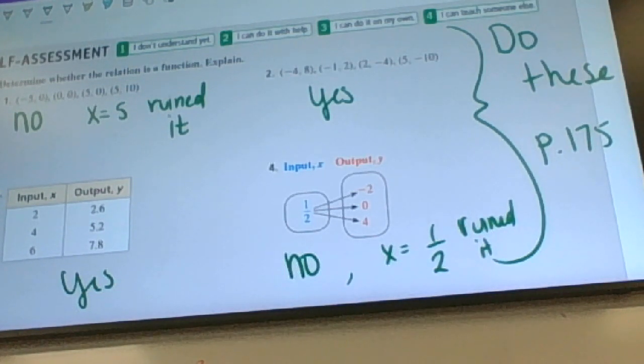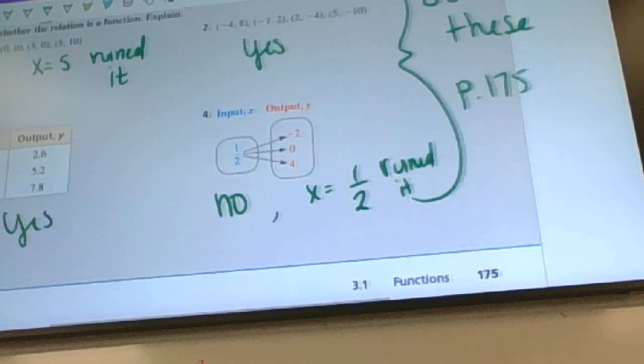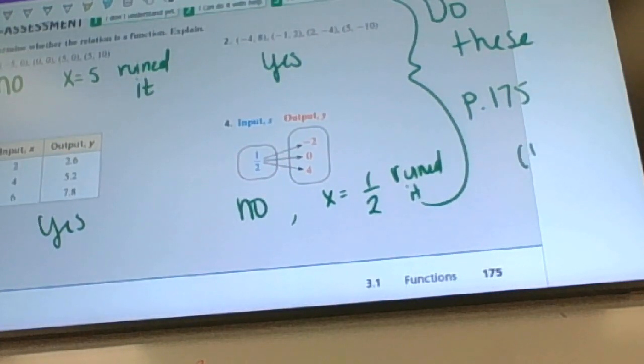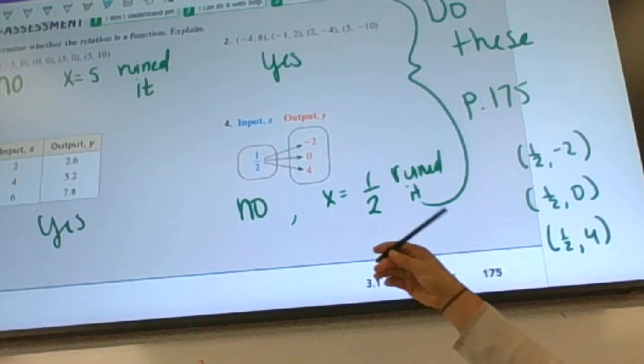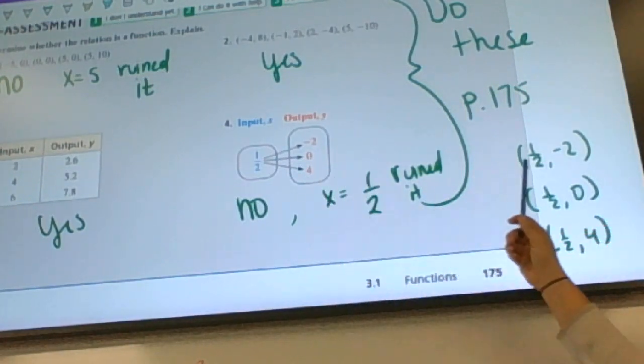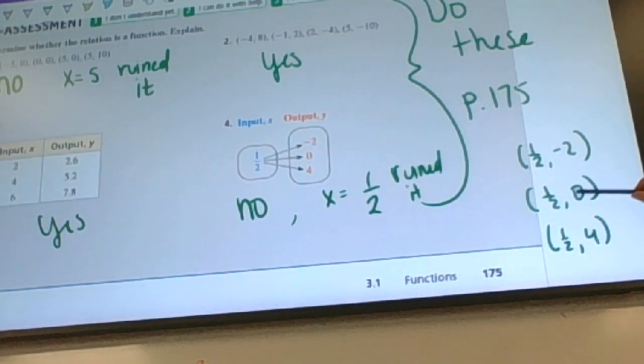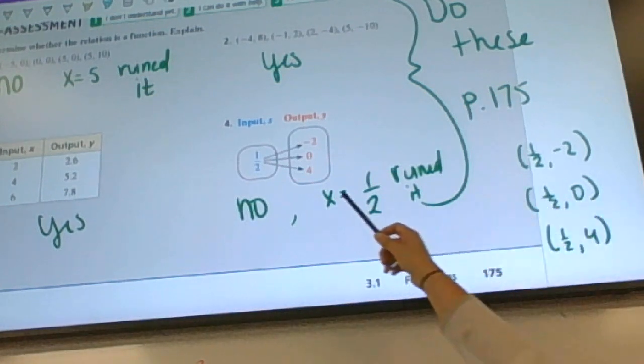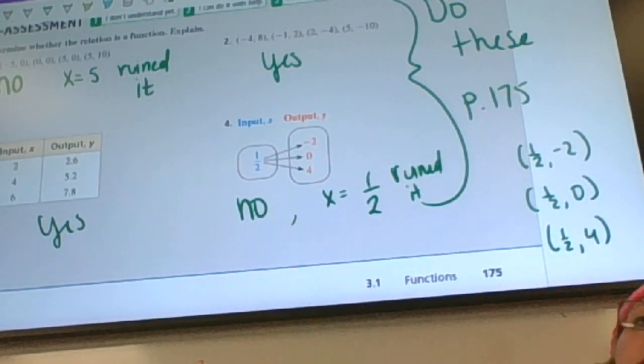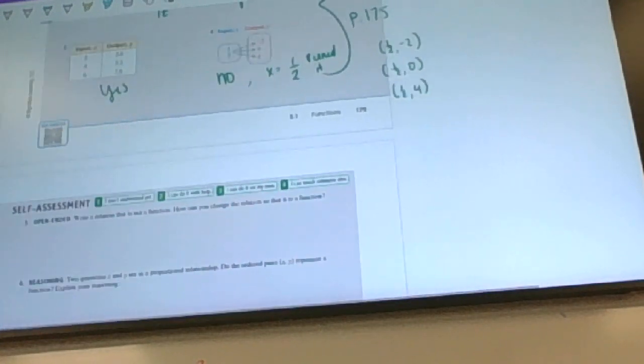You can't do that. If I was to write number 4 as an ordered pair, it would look like this. That's a point. That's a point. And that's a point. So a mapping diagram listed as points looks like this. It's 3 different points. The 1 half is paired here, it's paired here, and it's paired here. Okay? You see it as ordered pairs, okay? Okay, let's move on then. Next page.